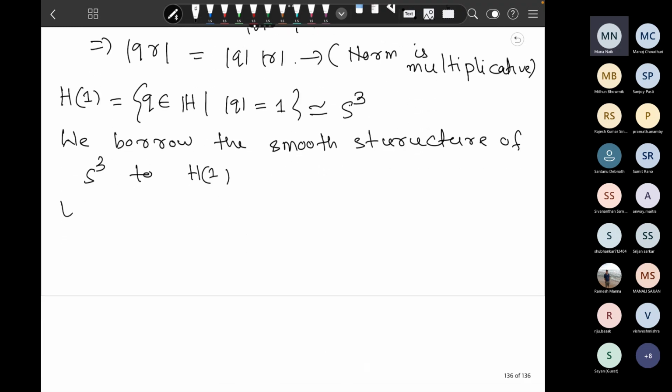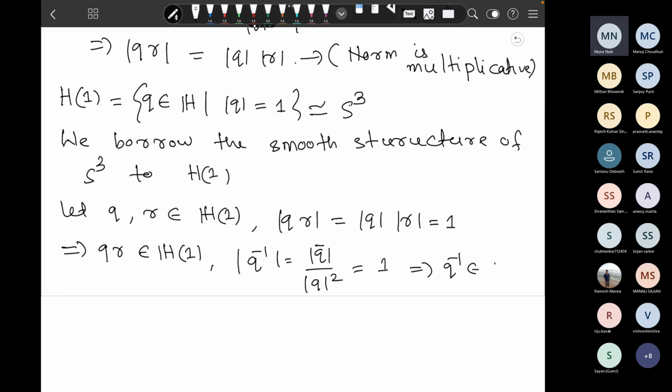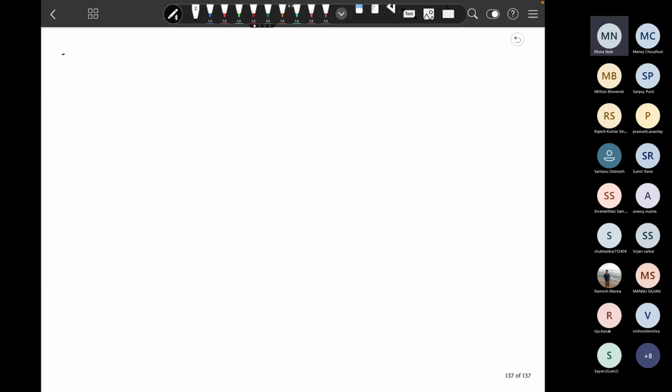Now let Q, R belong to H1. What is the norm of QR? It is the norm of Q times the norm of R, which is equal to 1. So this implies QR belongs to H1. Now take the norm of Q inverse. This is equal to the norm of Q bar over norm Q squared, which is equal to 1. So this implies Q inverse also belongs to H1. So this says that H1 is an abstract group. So H1, which was homeomorphic to S3, is a group.